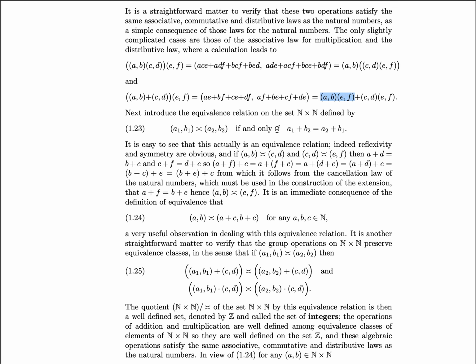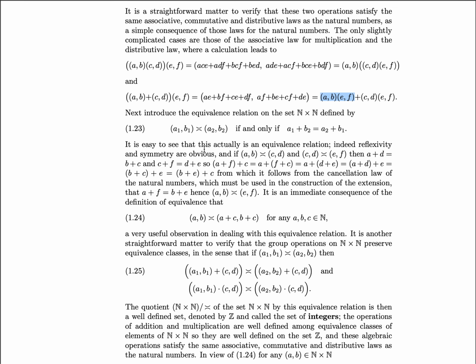Once we have this, we can actually derive the integers by defining an equivalence relation on the set N cross N, where we say that (a1, b1) is equivalent to (a2, b2) if and only if a1 plus b2 is equal to a2 plus b1. And we see that this is actually an equivalence relation by checking all the necessary properties that equivalence relations must hold, namely reflexivity, symmetry, and transitivity.